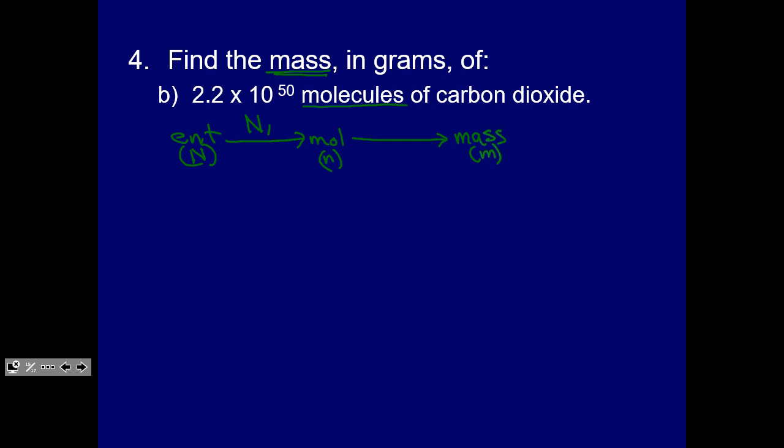Avogadro's number, molar mass, carbon dioxide. I need that molar mass. Avogadro's number, 6.02 times 10 to the 23. It's on our chart. You'll notice I calculated that fast. Carbon dioxide is another one of those molecules like water that we will see over and over again.